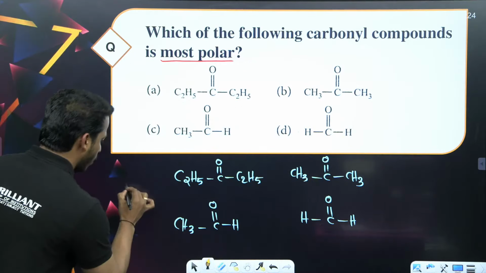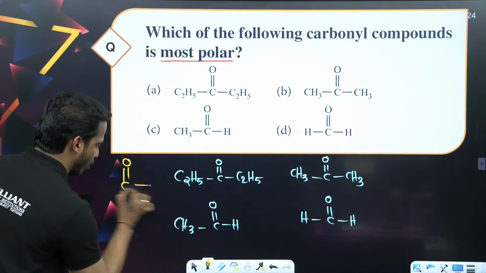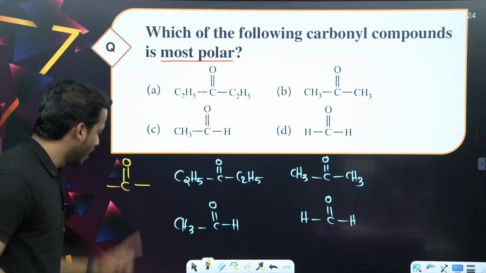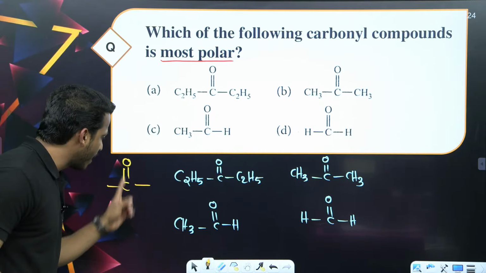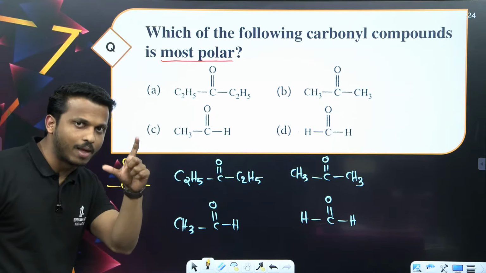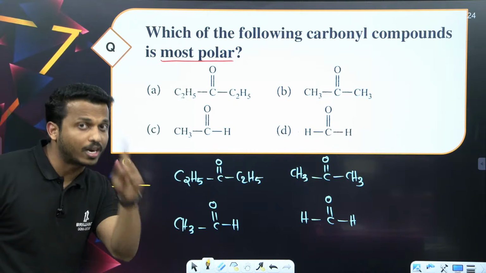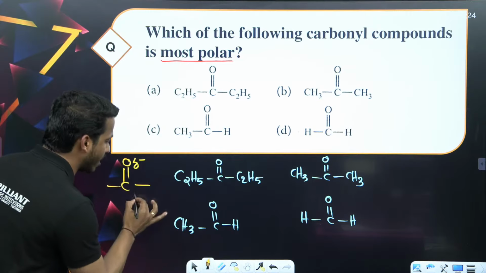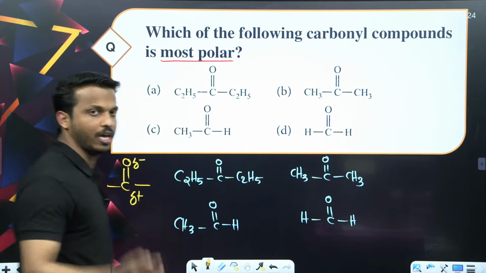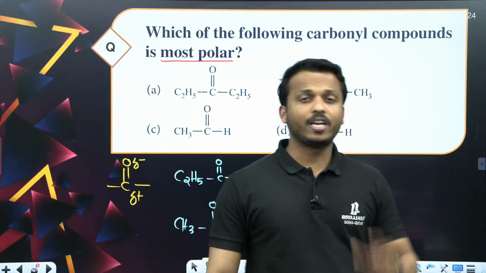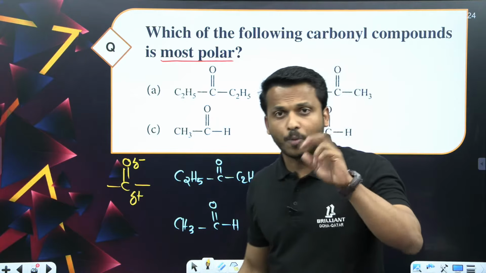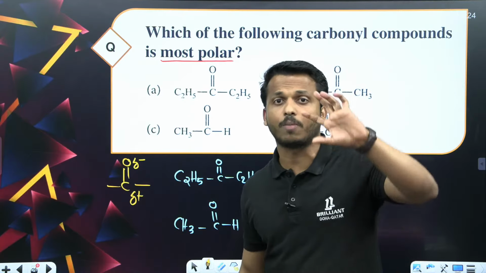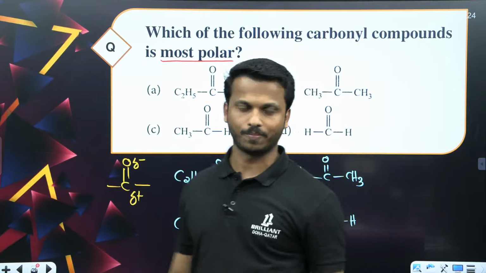Dear all, you know, the carbonyl group is the CO group. You may have studied that in the carbonyl group, carbon and oxygen, because they are two different elements, oxygen is the more electronegative element, it carries a partial negative charge, and carbon carries a partial positive charge. You may have studied this, right? In carbonyl compounds, carbon carries positive charge and oxygen carries negative charge because of their electronegativity difference.